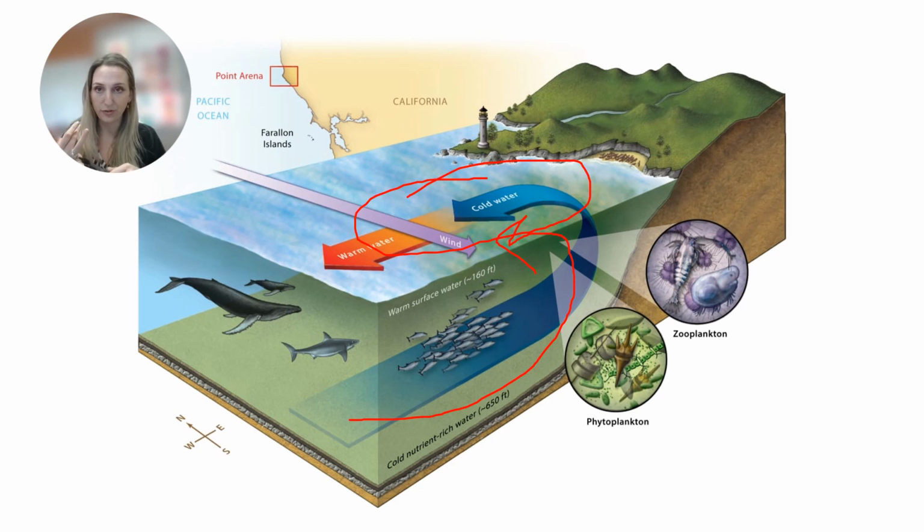So if you have a lot of producers, then you're going to have a lot of herbivores, or a lot of primary consumers, first eaters. A lot of primary consumers, you have a lot of secondary consumers. A lot of secondary consumers, a lot of tertiary consumers, and then quaternary consumers. So things follow their food source.